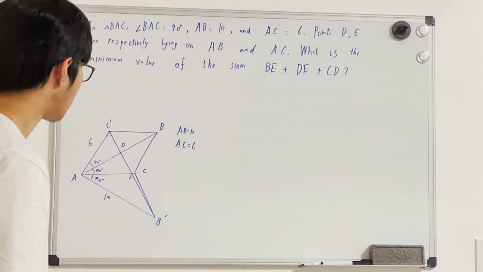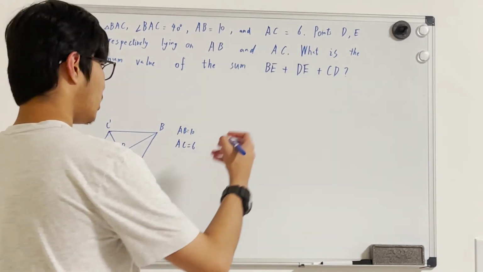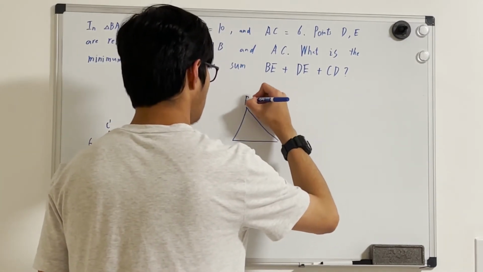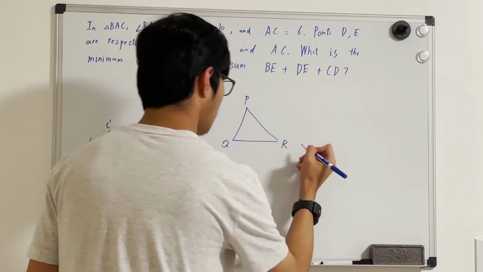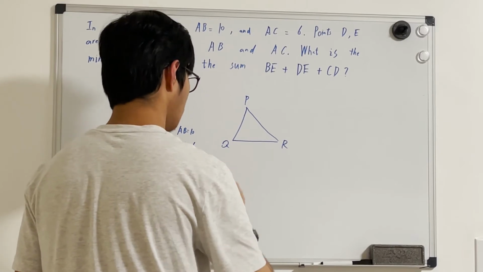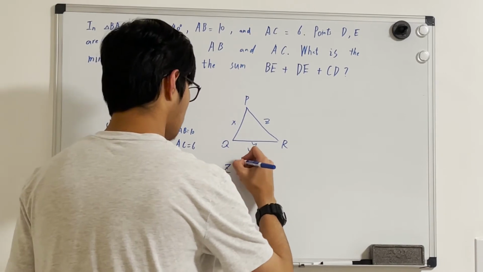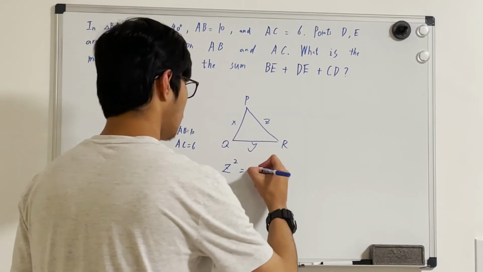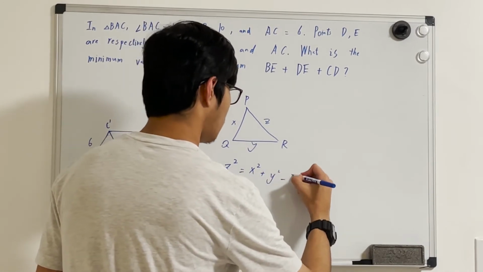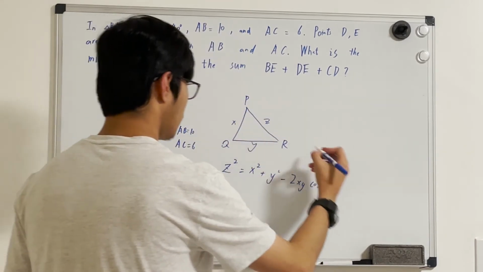If you're not familiar with cosine law, let me briefly explain the formula. Cosine law is when a triangle, I'll just assume this as PQR. So the length of PQ, or let me just assume X, Y, Z for the distances. So the square of Z equals the square of X plus the square of Y minus 2 times XY times the cosine of angle PQR.